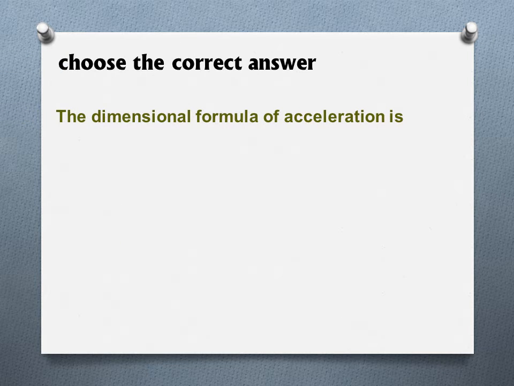The dimensional formula of acceleration is L power 2 T power negative 1, L T power negative 2, L T power negative 1, or LT. The measuring unit of acceleration is meter per second square. So the dimensional formula of acceleration is L T power negative 2. The correct answer is B.